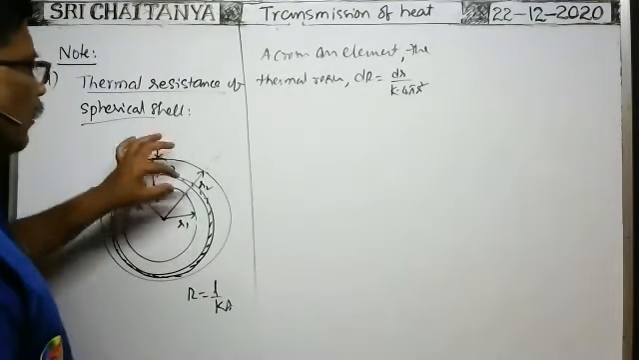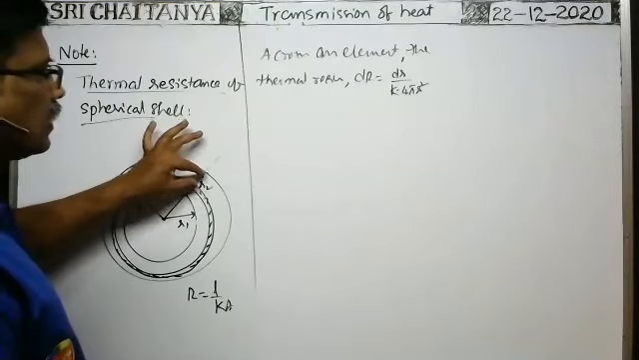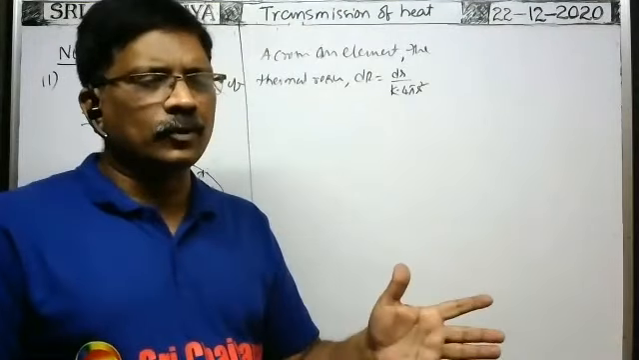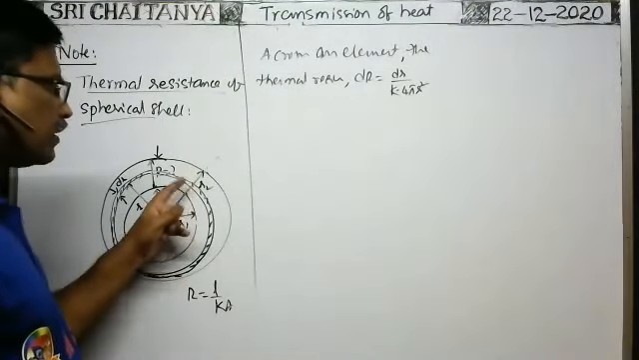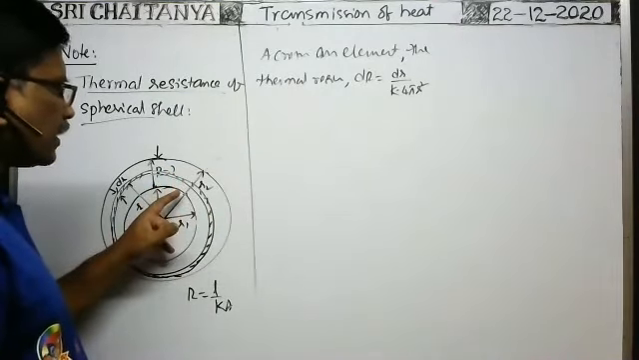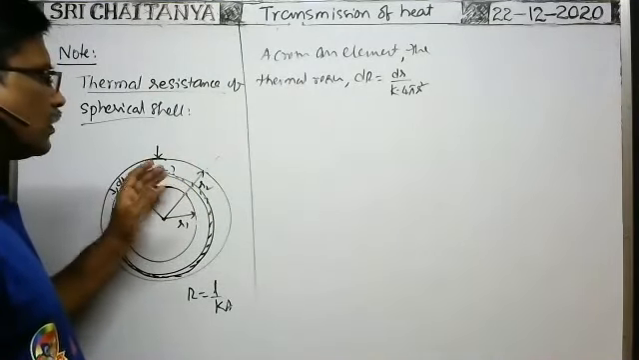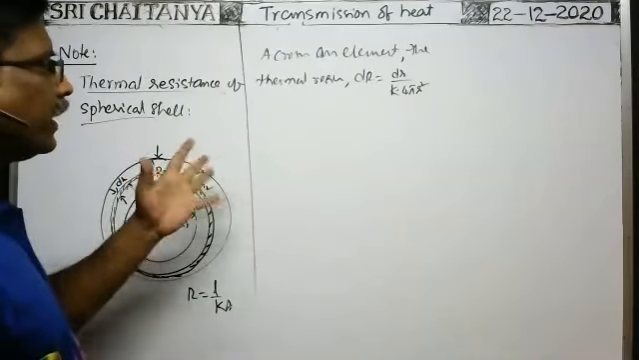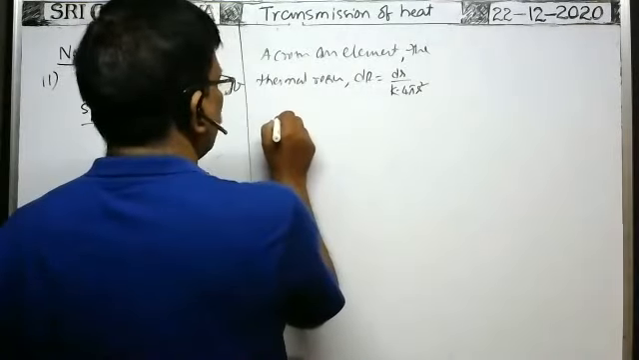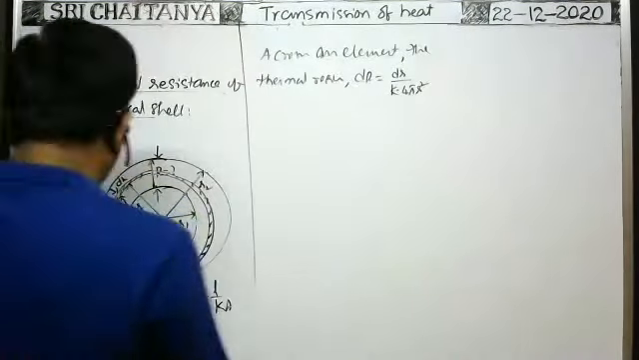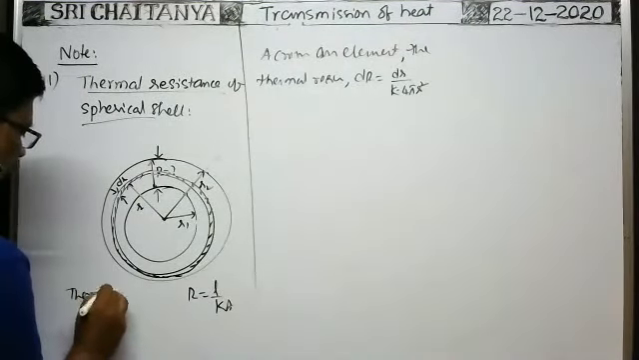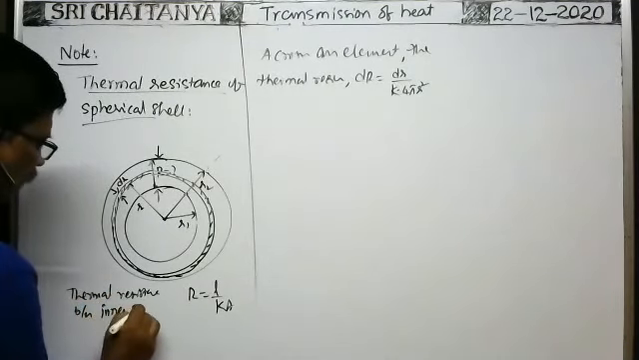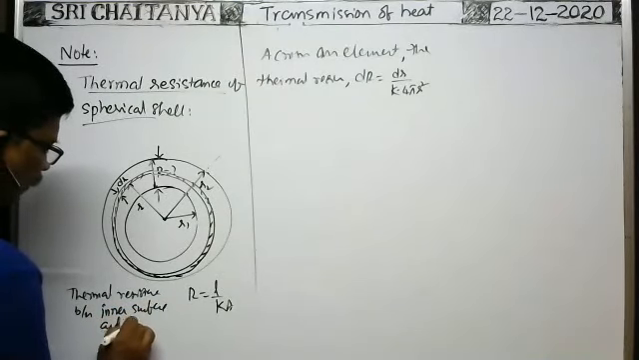When they are in series, for all elements you find the thermal resistances and add them, because whenever two rods are connected in series, the effective thermal resistance is R1 plus R2. Similarly, the thermal resistance of one element is dR. Then the total thermal resistance between the inner surface and outer surface is equal to the sum of the thermal resistances of individual elements from radius R1 to R2. Instead of doing so, you do integration. So the total thermal resistance between the inner surface and outer surface.